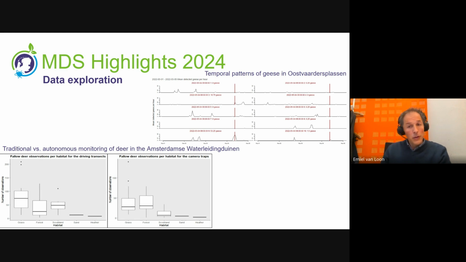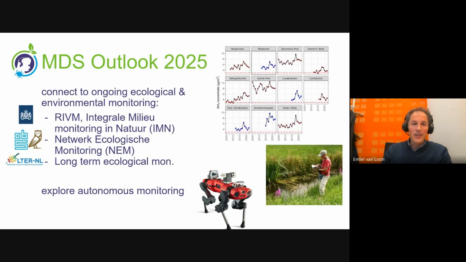We have some plans for the future. Let's go on to the next slide. The aim for the coming year is to keep doing what we're doing in these sites, but try to connect to other monitoring programs that are ongoing. Amongst others, there is one by the Dutch Environmental Assessment Agency, part of RIVM. They have a monitoring program called IMN, which is measuring mostly environmental factors. Here we see the famous nitrogen loads in the environment.